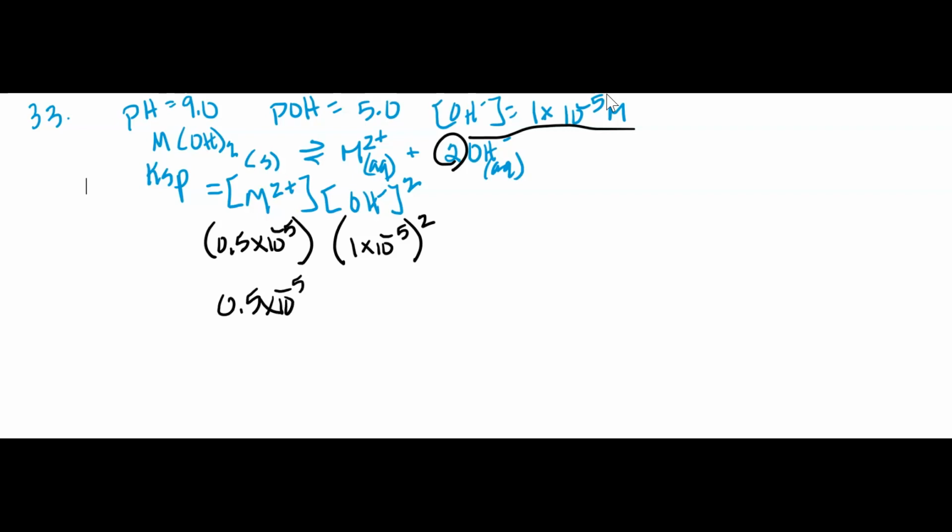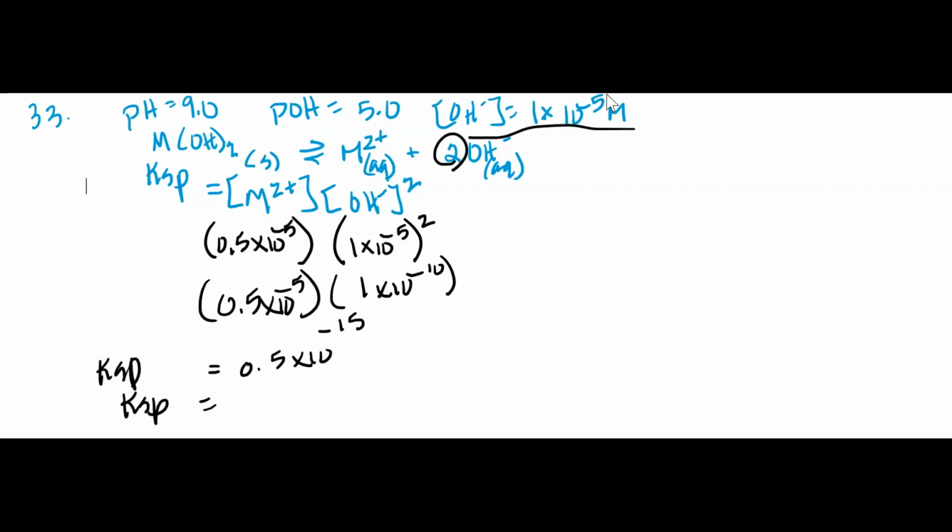0.5 times, I know it's not proper scientific notation, but we're just calculating, so it doesn't matter. And this is 1 times 10 to the minus 10. So the answer is 0.5 times 10. When we multiply numbers, we add the exponents. So this is KSP, and putting it in proper scientific notation, take the 0.5 and multiply by 10. So we have 5. If I make the 0.5 bigger by 10, I have to make the negative 15 smaller by 10. So this is our answer. And that is D. The answer is D.